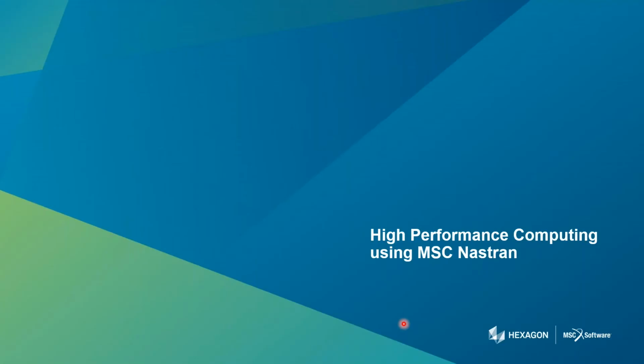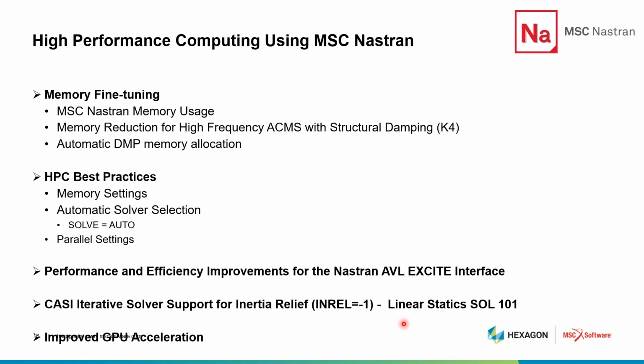So let's move on. Since we're talking about large models and everything, it's very tempting for me to talk about high performance computing using MSC Nastran. We'll go through some special tips and tricks for those first before I pass it on to Eric. We'll first go to memory fine tuning, where we will cover how memory usage in MSC Nastran works, memory reduction for high frequency ACMS with structural damping, the K4 matrix, and then automatic DMP memory allocation as well. I'll talk a little bit about that.